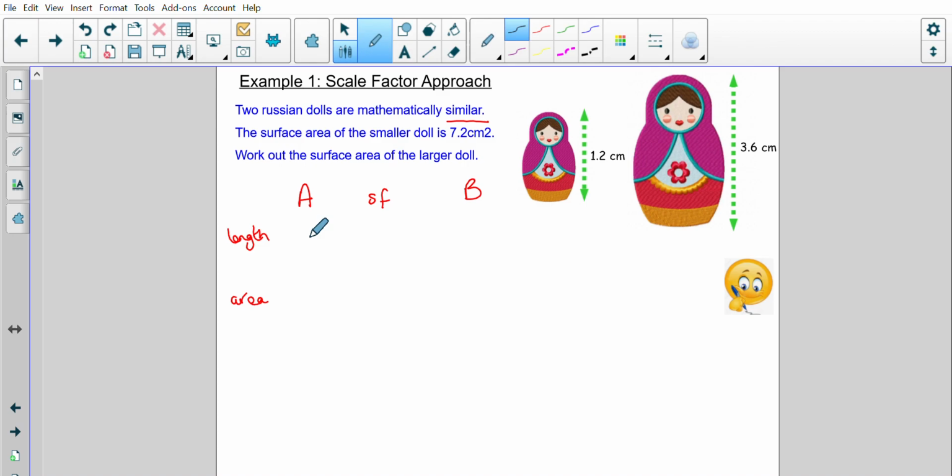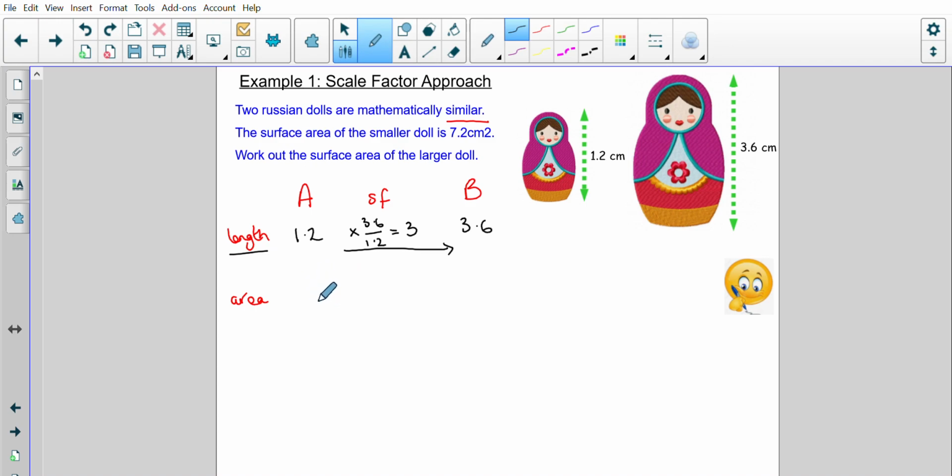So filling in the table, looking at the question, for shape A, I have a length of 1.2 centimetres and shape B 3.6 centimetres. So I can work out my scale factor by dividing new length over original, which gives me a scale factor of 3. But remember, that's the length scale factor, which is not going to be the same for the areas.